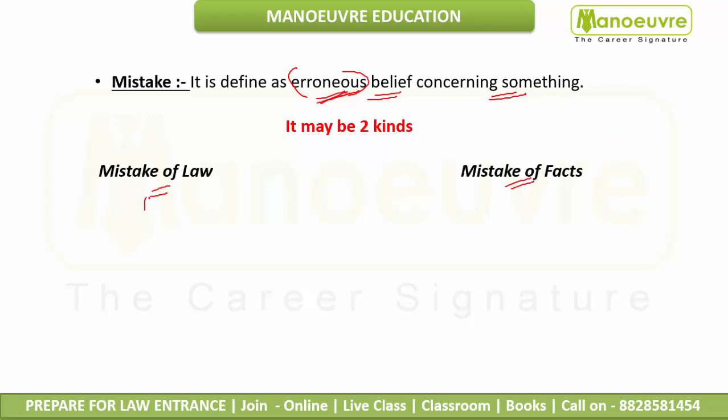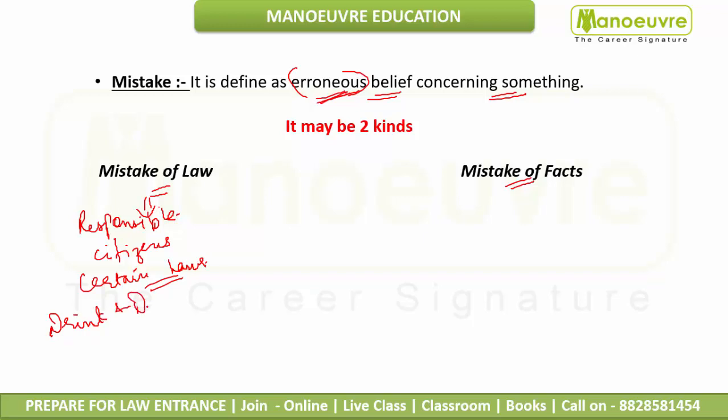Now, mistake of law is what? That you being a responsible citizen of India, correct? You being a responsible citizen of India, guys, there are certain laws that you should know. For example, you say it is drink and drive. Now, after you drink and drive, and if you have met with an accident, then you say, oh, I was not aware about this law.